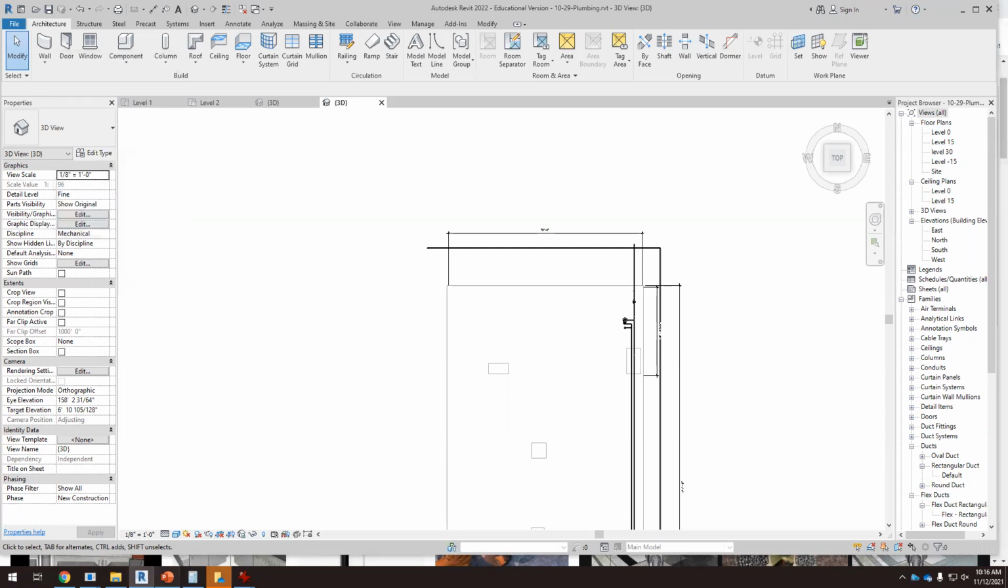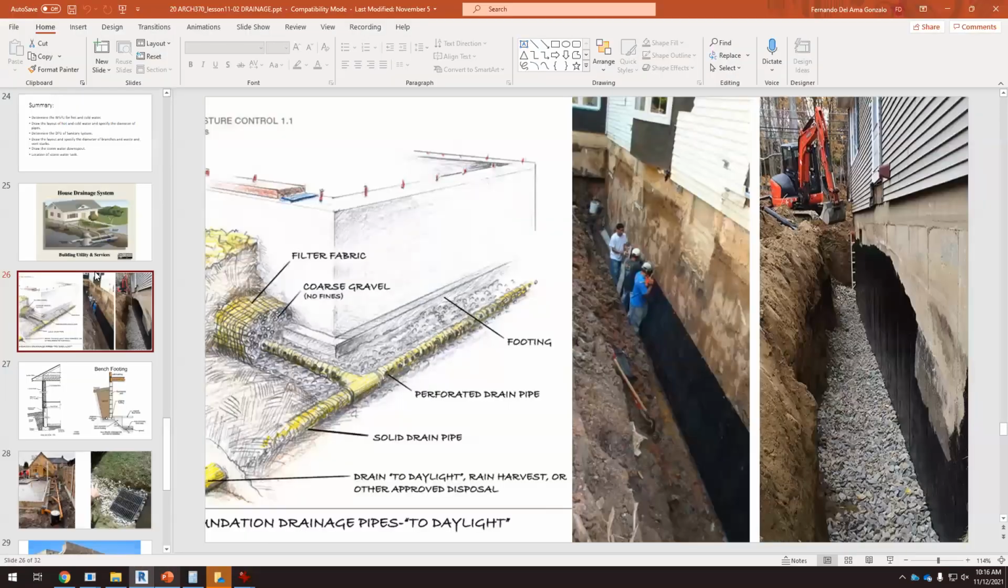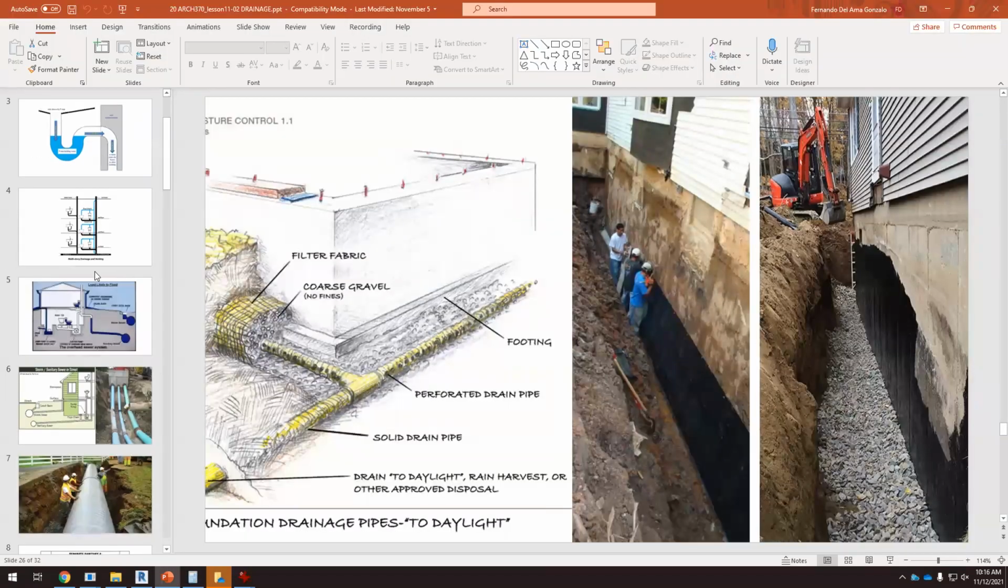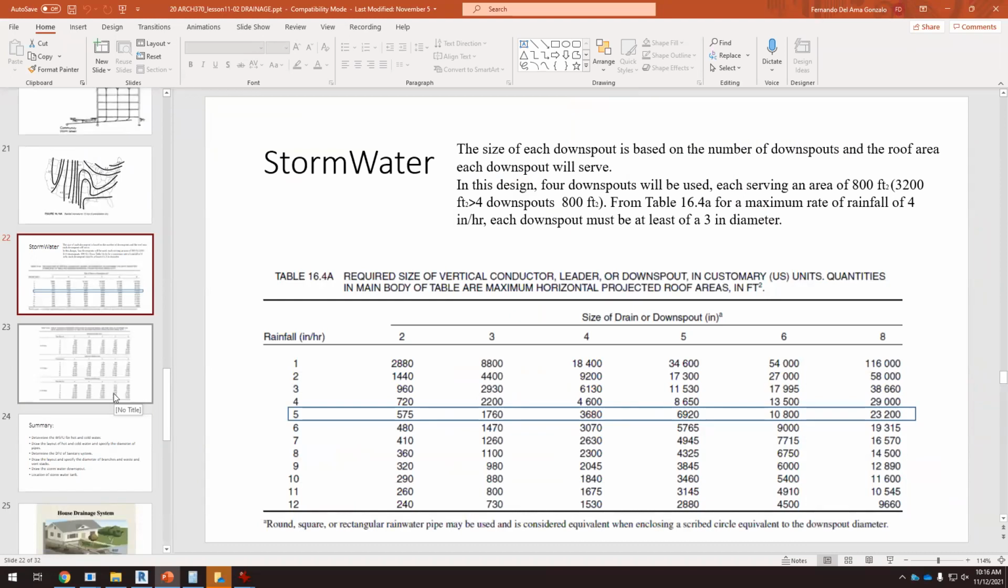We have to go to the lesson. If you go to this lesson on drainage, at the end, we have a table. We have this table. Okay, so if we want to collect the storm water, what is the size of each downspout? So this is based on the number of downspouts that we have in the area. What is the rule of thumb? I don't know. When I was a student, they told me that we should have like a downspout, a vertical one, each 1,000 square feet.